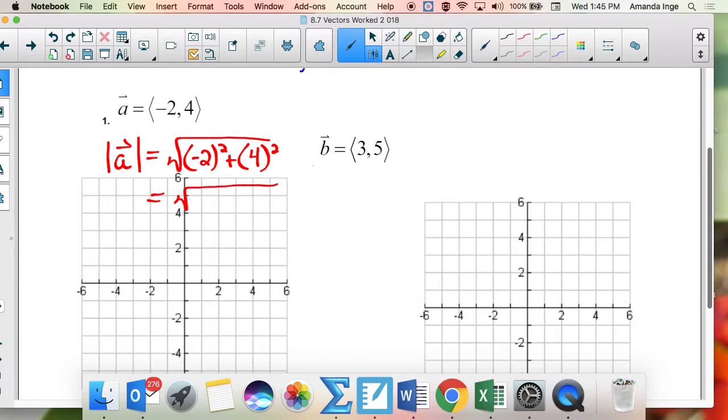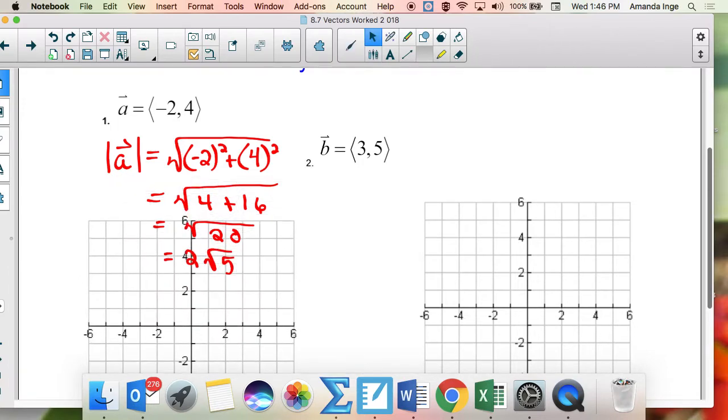If you have one, that's fine. This gives me 4 plus 16. So we have that the magnitude is the square root of 20, which is 2 square roots of 5. So that's the magnitude. Anybody have a question about that?